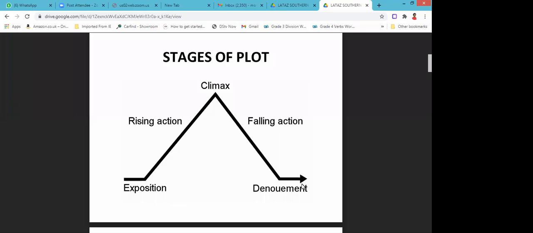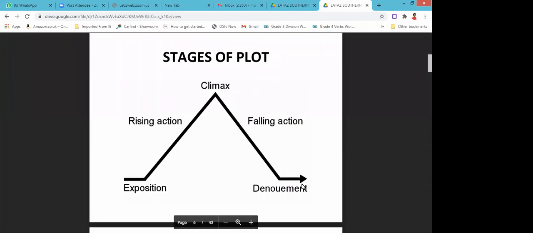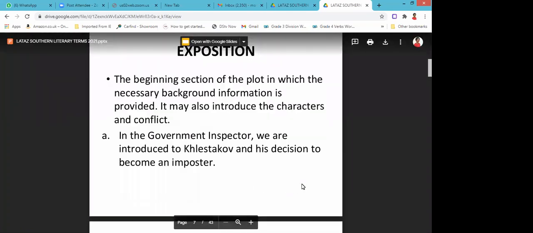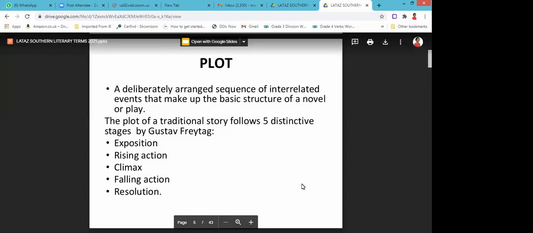The diagram shows the stages of plot, which we have been given by a German novelist and playwright. Now, let us look at the stages of plot.